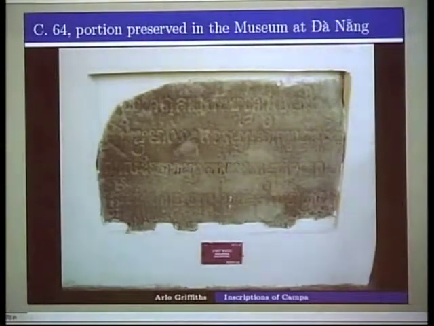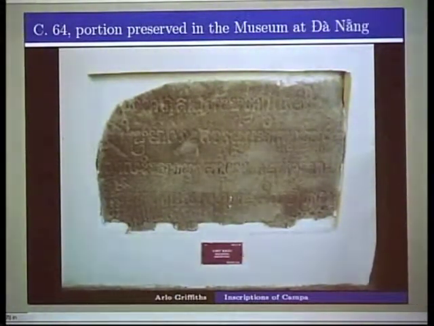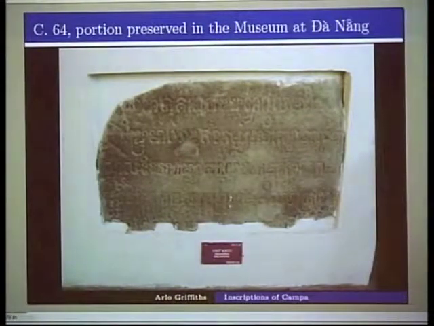cemented into the wall. In fact, another project that we hope to engage in the coming years, if funding comes through, is a new presentation of the inscriptions in the Da Nang Museum. First tasks will be to remove these inscriptions from their cement casing. So this fragment is there.